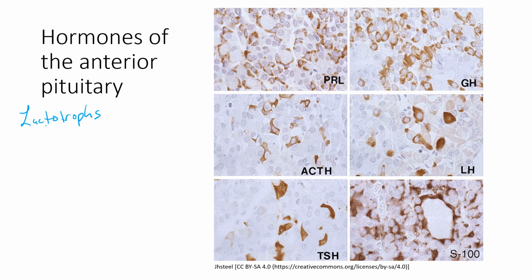So called because they make prolactin, PRL, that is the hormone that tells the mammary glands to produce milk. Growth hormone: to the right of the prolactin are the cells stained that produce growth hormone. This is made by cells called somatotrophs.